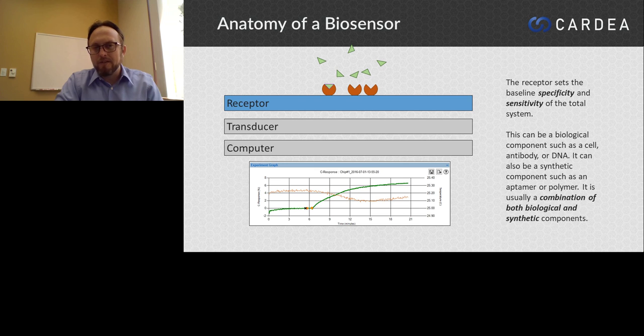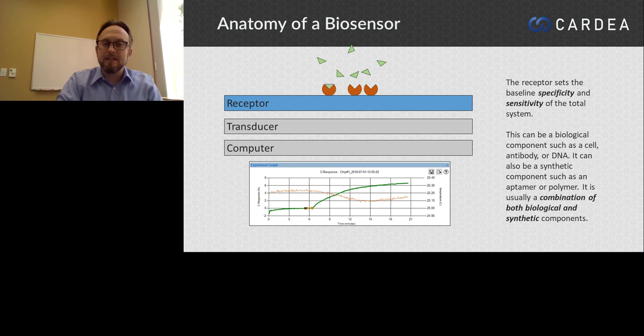This is the part of the biosensor that gives it its specificity and sensitivity. It tells you how well your sensor is able to detect the one thing you're looking at without getting distracted with a false positive, false negative, and it also tells you how low and how high concentrations you can measure. The key for the rest of the biosensor system is to work well with this receptor and to get the most out of the chemistry that it brings.